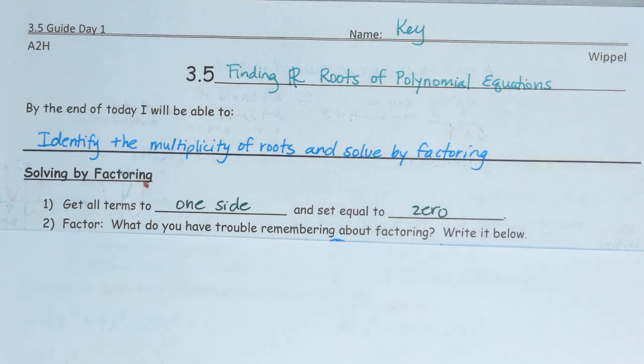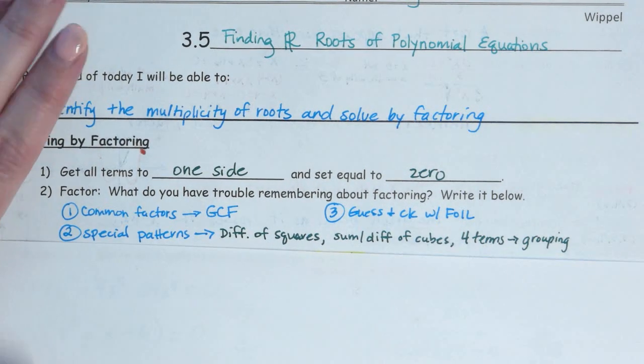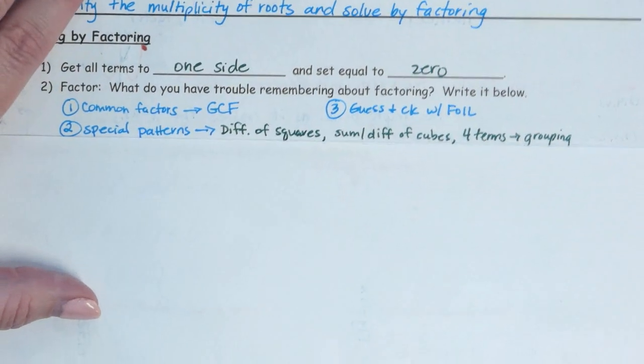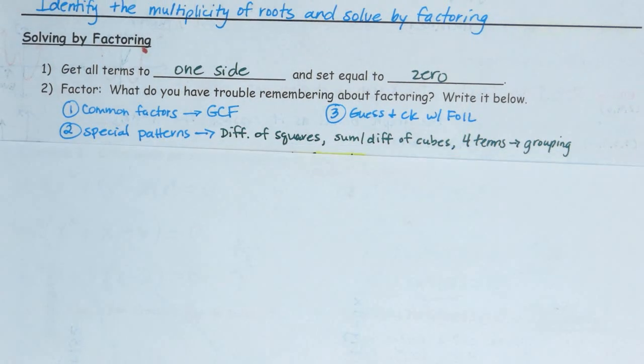Let's talk about what special patterns we have. What are some of the special patterns? Perfect, the difference of two squares. We also have perfect square trinomials. What did we learn last week? Yes, the sum and difference of two cubes. And then really, even we can throw under there the 4 terms. That's special, right? Because you can do the grouping only if you have 4 terms, right?